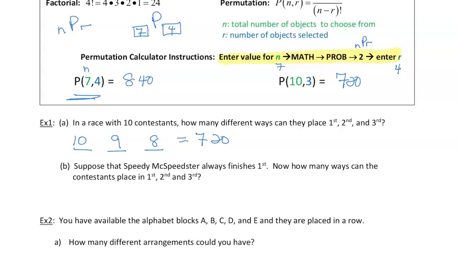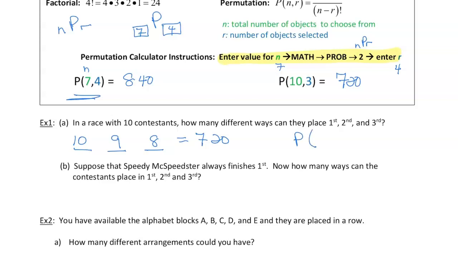Okay, because 9 times 8 is 72, times 10 is 720. So how do I do it with the permutation notation? Permutation says order matters because everyone's assigned a place when they finish. So because order matters, it's a permutation.